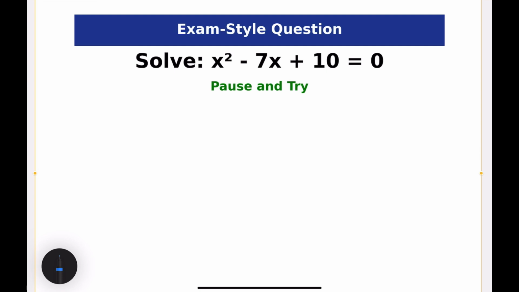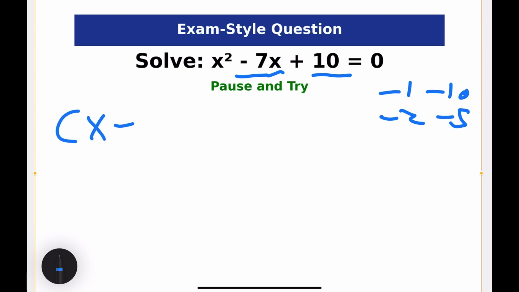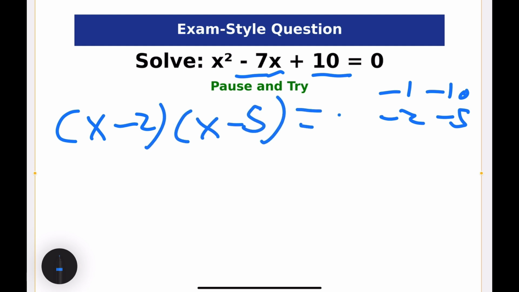So we want it to multiply to get 10, but add to make negative 7. So we're going to use two negatives, as two negatives make a positive, but they add to make a negative. And negative 2 and negative 5 make positive 10, but they add to make negative 7. So we are going to use those numbers. So x minus 2 and x minus 5 equals 0.